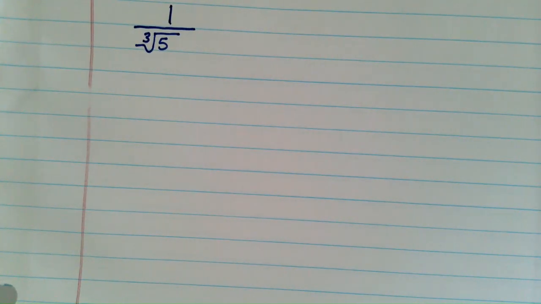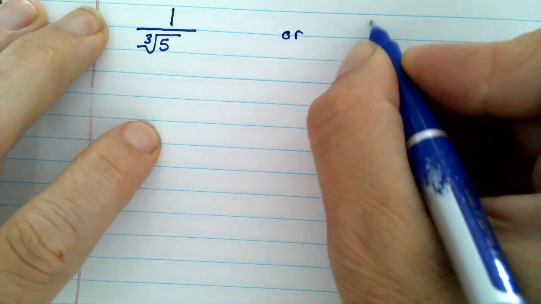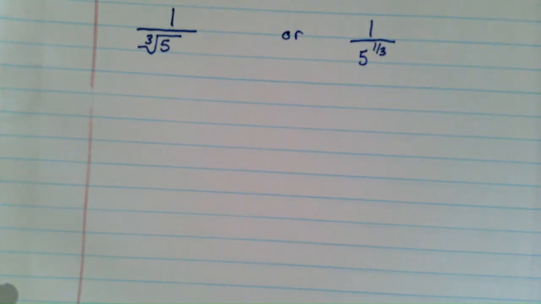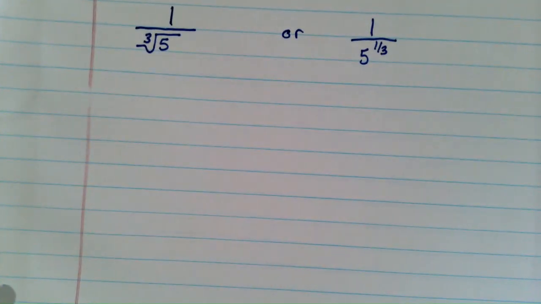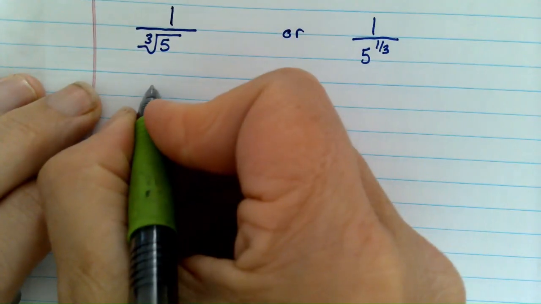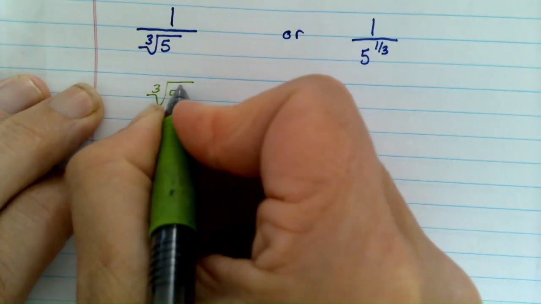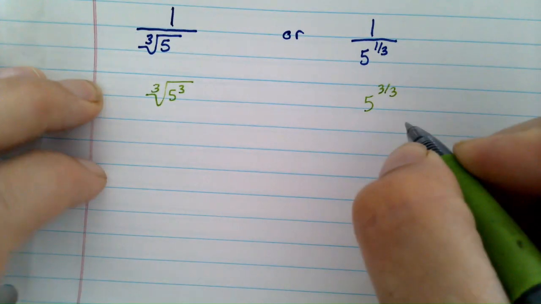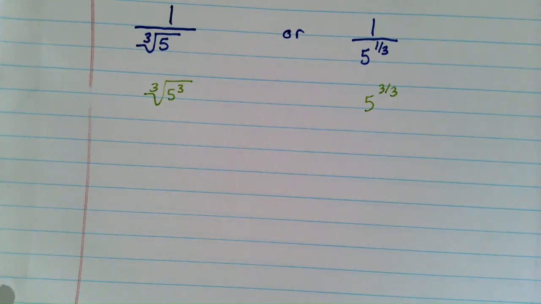So here, 1 divided by the 3rd root of 5. I have to multiply by something, and I'm going to write it in 2 ways. I have to multiply by something to make this a perfect group. So in the denominator, if I'm writing it in radical form, I need the cube root of 5 cubed, or 5 to the 3/3. I need one of those two things to happen because 3/3 is a whole.